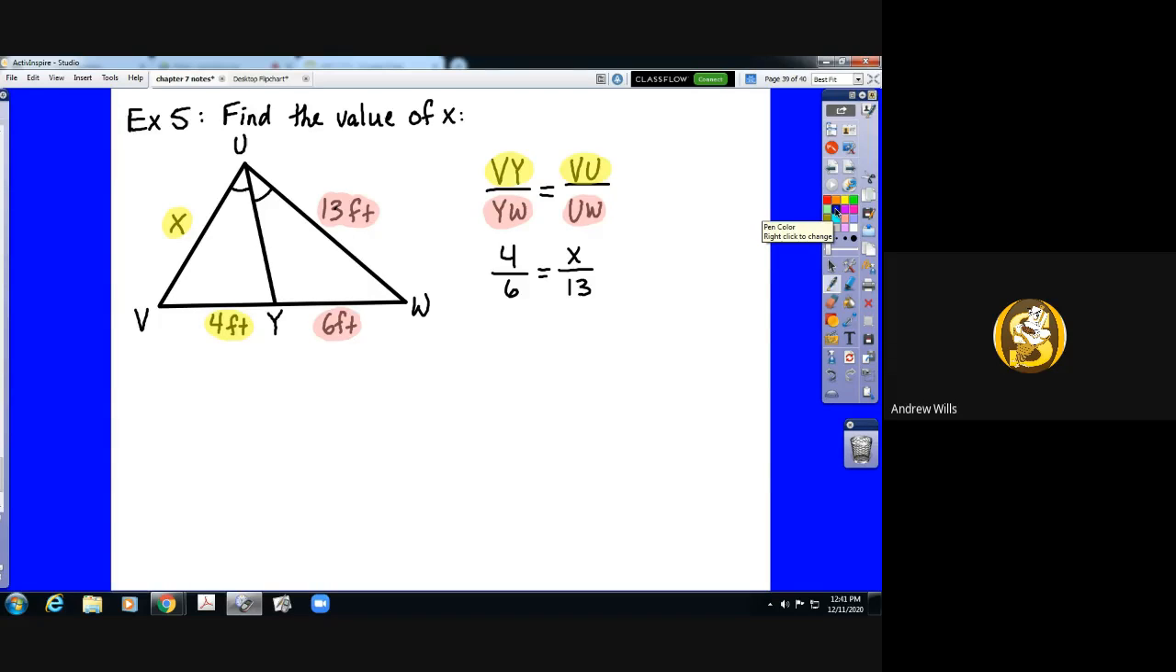So what is the value of x in this problem? Type it in the chat, please. What is the value of x? Type it in the chat, please.